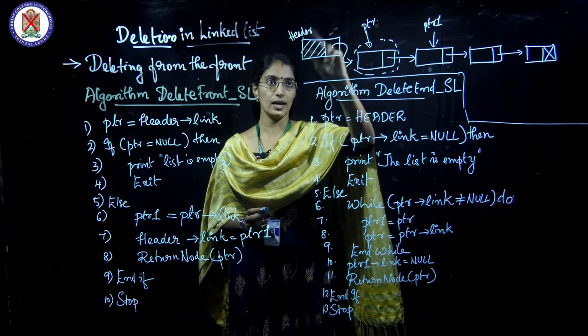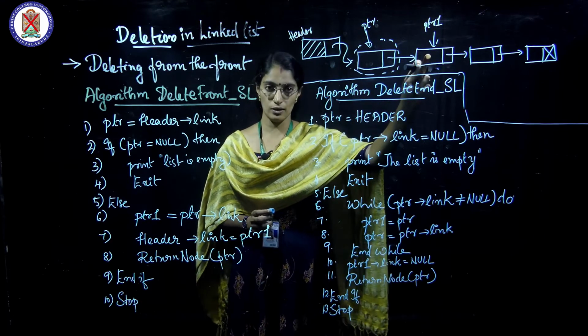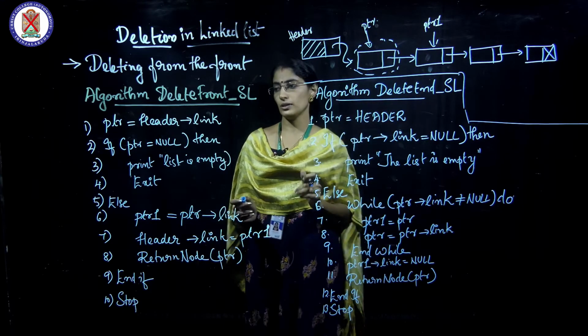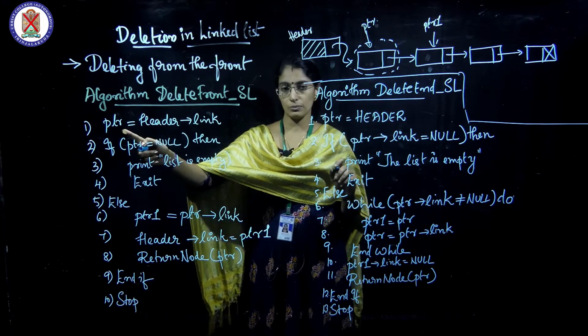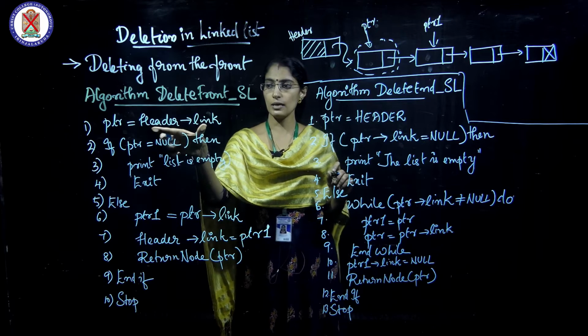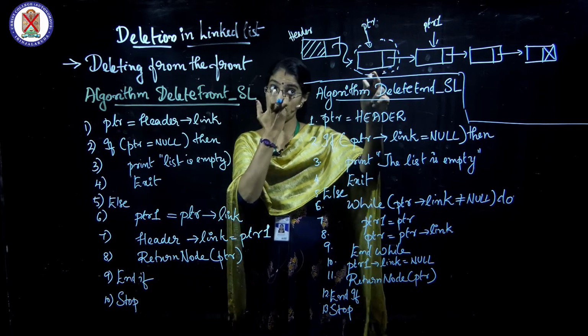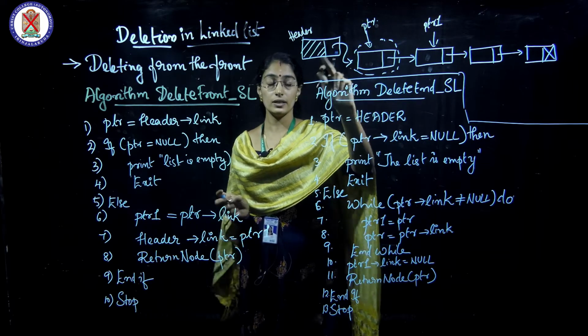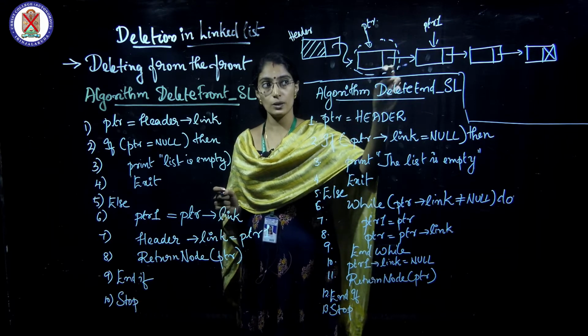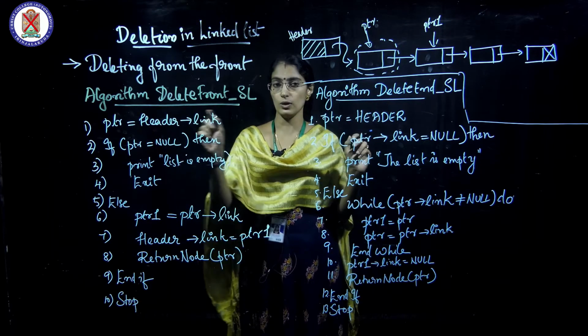So naturally the header node should be pointing to the second node. Okay, now let's see the algorithm. What happens here? We'll start from the header node. Let the header link part be equal to PTR. That's what I have said: the link part of header is given to PTR. That is, now we are pointing to the first node. So that is the value PTR.